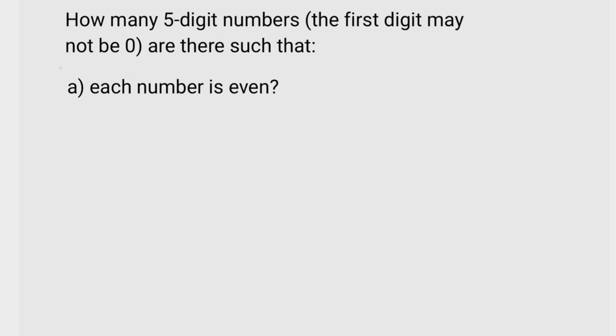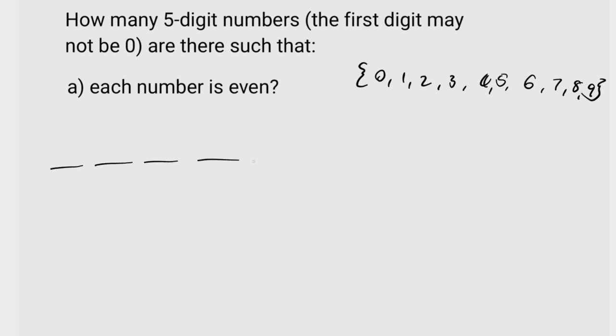The first digit may not be 0 such that each number is even. So what you should see first is that you're choosing from a set: 0, 1, 2, 3, 4, 5, 6, 7, 8, 9. And what you're doing is you're choosing at each position. But then for the first position, you have 10 options minus 1. The reason you say minus 1 is because you cannot choose 0 as specified in the question.